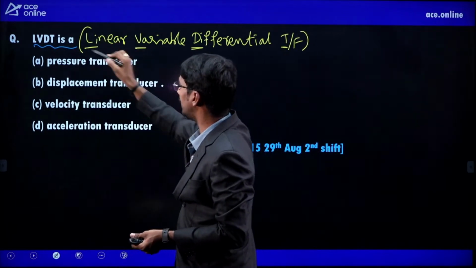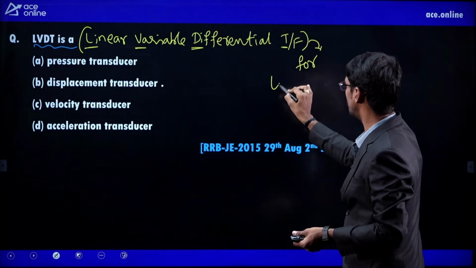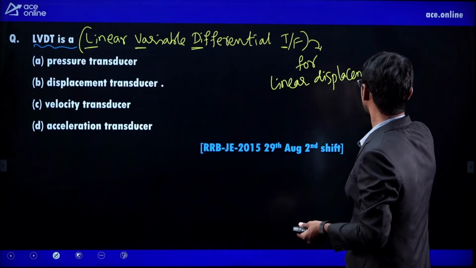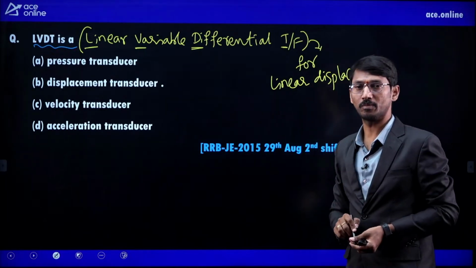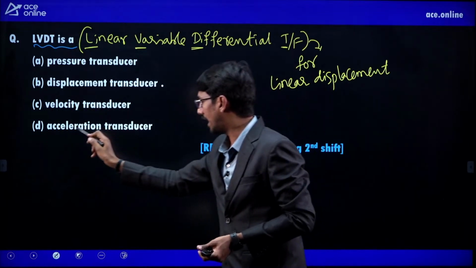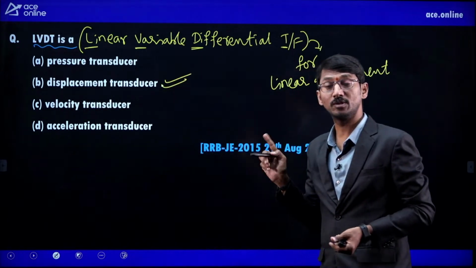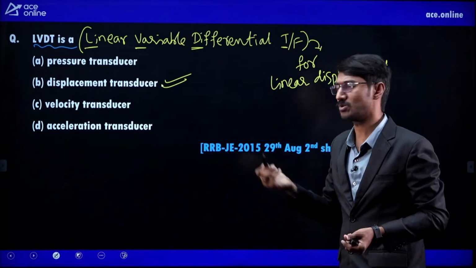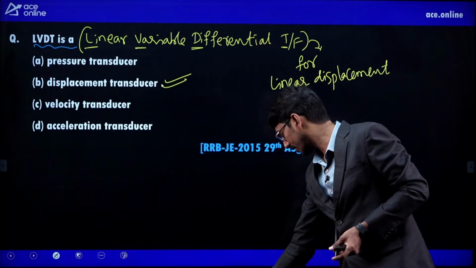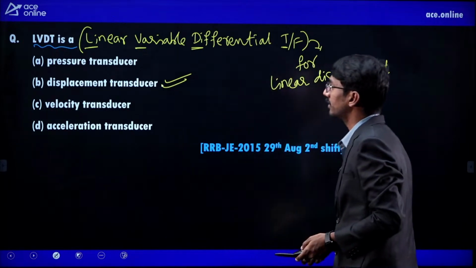Now this LVDT is for which purpose? For linear displacement purpose. Now check it. Is LVDT a pressure transducer? No. Velocity transducer? No. Acceleration transducer? No. So simply a displacement transducer. Why? It is for the measurement of linear displacement. So automatically, linear displacement transducer, right? Okay, right, option B. Next one.